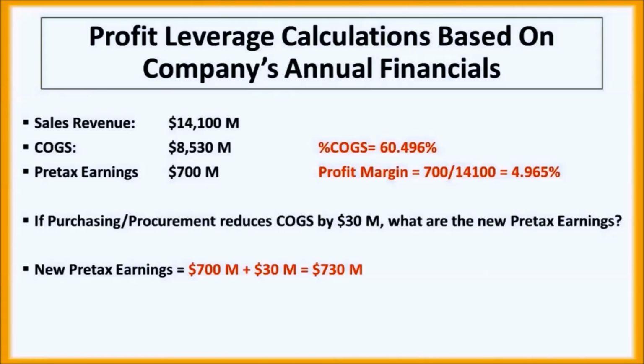So if purchasing or procurement reduces the cost of goods sold by 30 million, that 30 million will go straight to the bottom line. It will go straight to the profits of the company. And so we just add the savings to our old pre-tax earnings, and we get that our new pre-tax earnings will be $730 million.